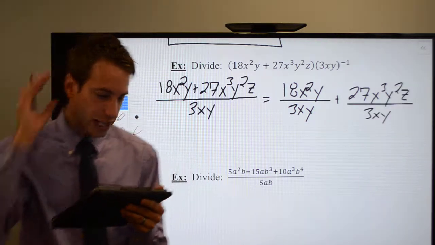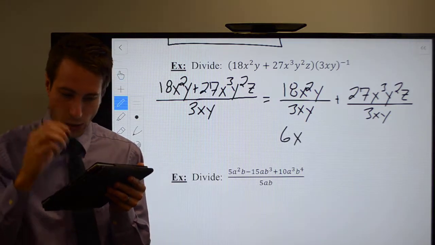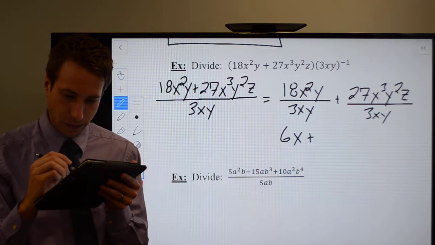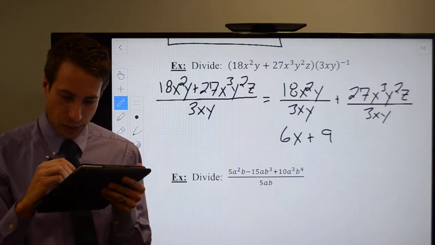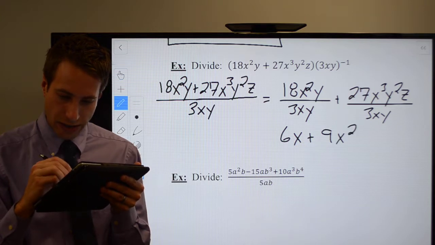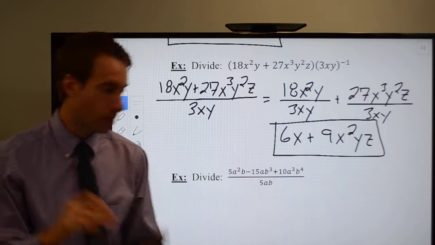And we go ahead and do that division. 18 divided by 3, 6. It's going to leave me with an x. The y's drop out. 27 divided by 3 is going to be a 9. It leaves me with an x squared. Leaves me with a y and a z. And so there's my new polynomial.